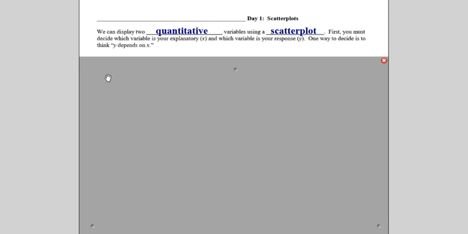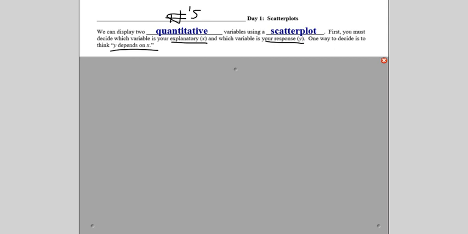So first off, we can display two quantitative variables. Quantitative meaning numbers, all right? Using a scatter plot. And again, this should be reminiscent from Algebra 2. We did this. First, though, you must decide which variable is your explanatory, your x, and which is your response, y. And you've got to think about y depends on x.